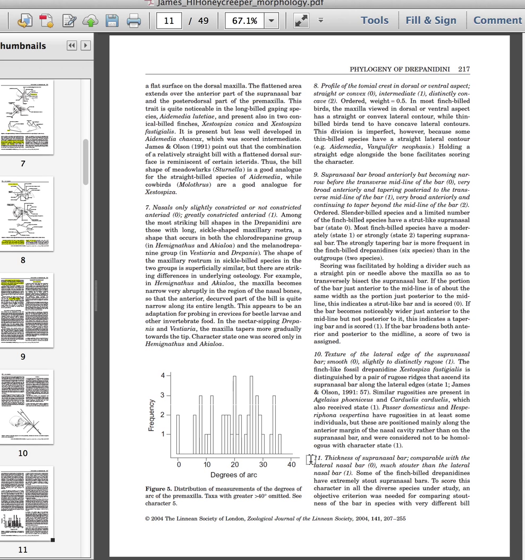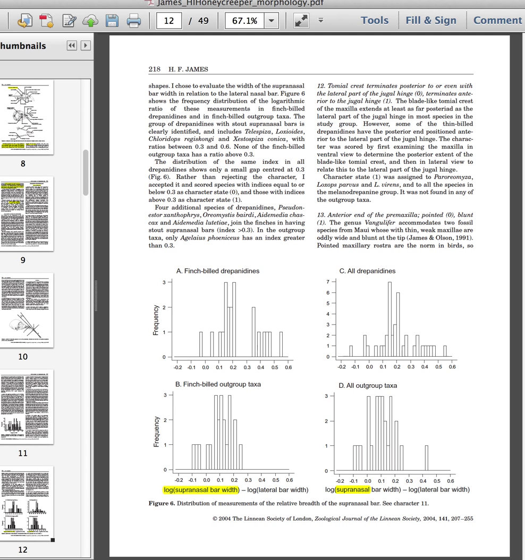Okay, so now this is kind of fun. What she does is she goes through and does some comparisons. So she takes some measurements and then she plots them just for drepanidines, those are Hawaiian honeycreepers, that have finch bills versus all of those honeycreepers, and then compares them with finch bills that are not honeycreepers, so outgroups, the carduline finches and the emberizids and so on, and then all of the outgroup taxa. So what is the pattern here in terms of the amount of variation and where it's centered within honeycreepers, and then also just the finch bills, and then for the outgroups?